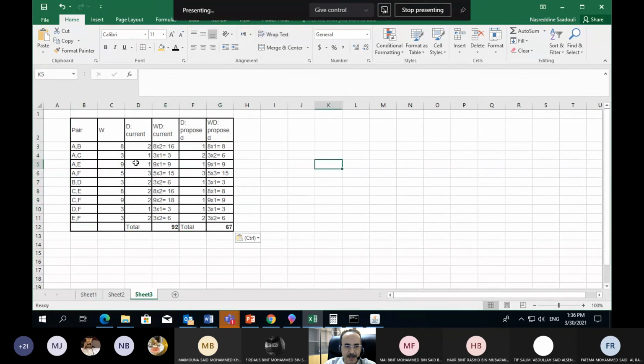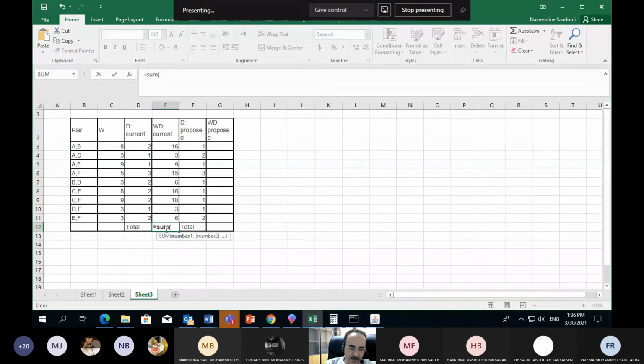Obviously, the data has not changed. What we need to change are the calculations. It's a very straightforward calculation: simply the weight multiplied by the distance. And the beauty of Excel is that you write it once and copy it down. The total is simply the sum of all of the values. So if I sum all of these, we get exactly 92. That's what we already obtained earlier.